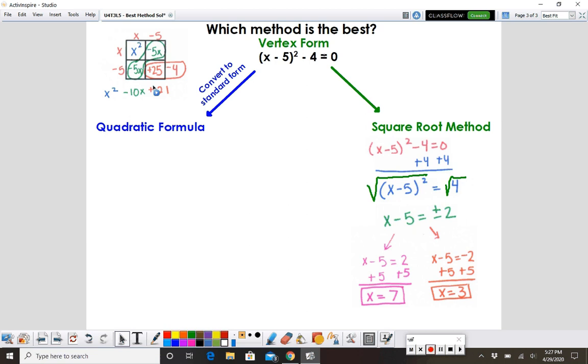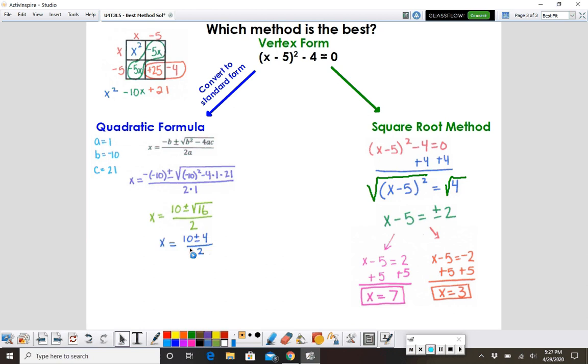Once you have your standard form equation, the quadratic formula is the same. You take your a, b, and c values, your formula, you make all your substitutions, find out what you have under your square root value. Take the square root of 16 here. You get 10 plus or minus 4 divided by 2, and you do your two solutions. So again, vertex form, the easiest way to solve it is using your square root method, but you do always have the option of converting to standard form and using your quadratic formula.